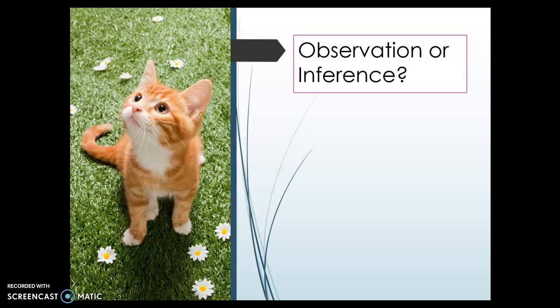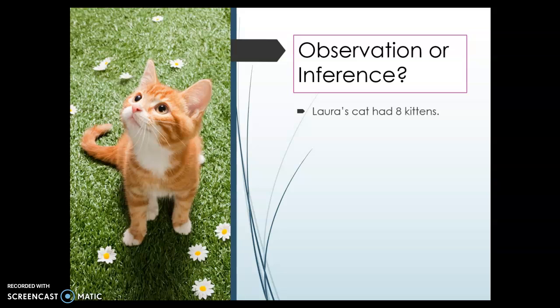So let's do a little test. This isn't in your notes. You can just follow along and try to answer as we go through. Is the statement an observation or an inference? Laura's cat had 8 kittens. Right? You should have said that's an observation.